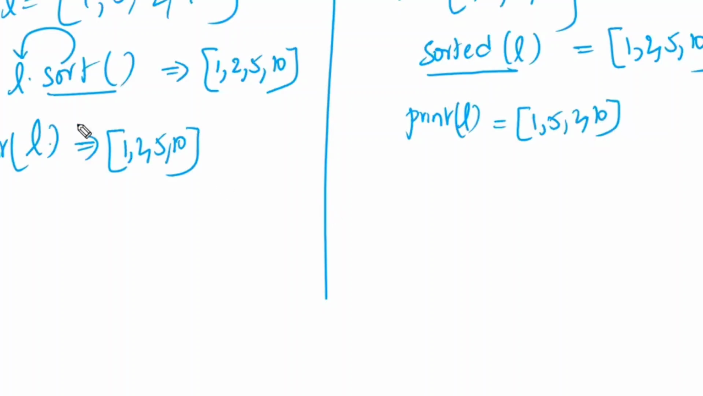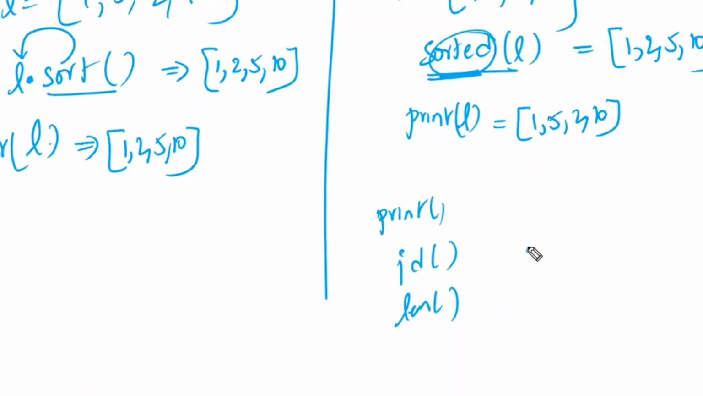Why? Because list.sort, the dot means method. sorted(L) means this is a function, similar to the print function, id function, this type of function. sorted is also one of the functions, similar to the length function. Sorted is a normal function, that is not a method, whereas .sort is a method of the list. This is a function, this is a method. That is the difference between these two.